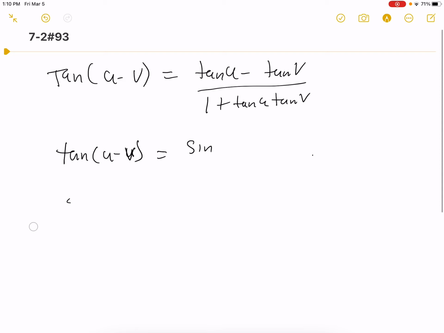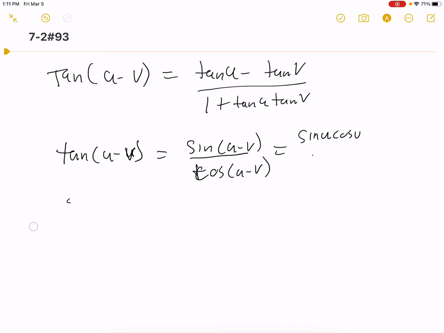that's sine of u minus v over cosine of u minus v. And what is sine of u minus v? That's going to be sine of u cosine of v minus sine of v cosine of u divided by cosine of u cosine of v plus sine of u sine of v.